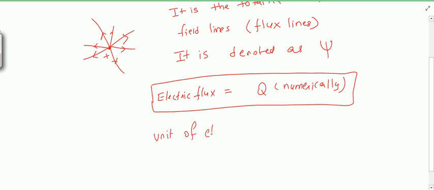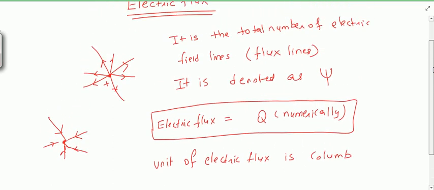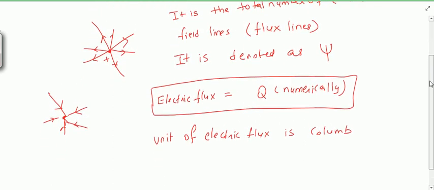The unit of electric flux is coulomb only, because it is nothing but the field lines or flux lines coming out of the charge. Or if it is a negative charge, the field lines are coming inside of this charge. We can call these lines flux lines also. So this is electric flux: the total number of field lines through a charge.